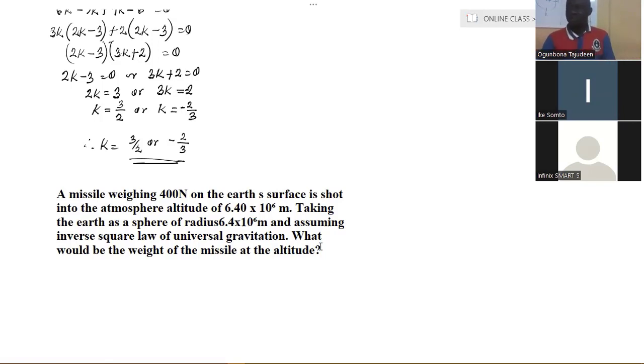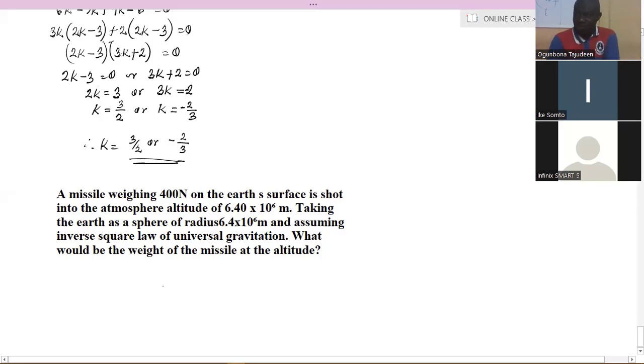To solve this, what we do is simple. The first weight we have here, weight 1, we take it to be F1, and that's 400 Newton. At that time, the radius is equal to 6.4 times 10 raised to power 6 meters. The second one, weight 2, is unknown. That's F2 that we don't know.